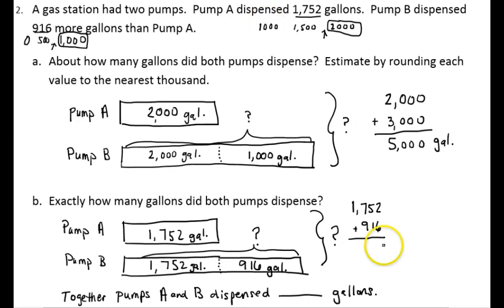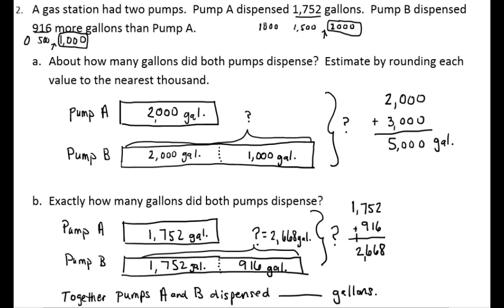I'll add 2 and 6 is 8, 5 tens and 1 ten is 6 tens, 7 hundreds and 9 hundreds is 16 hundreds, 1,000 plus 1,000 is 2,000. That means that pump B dispensed 2,668 gallons. Now let's find the total for both of them.